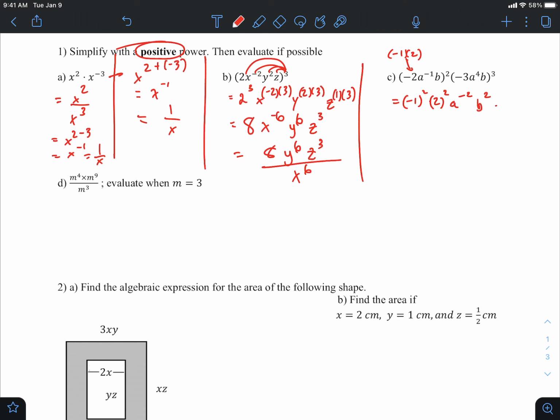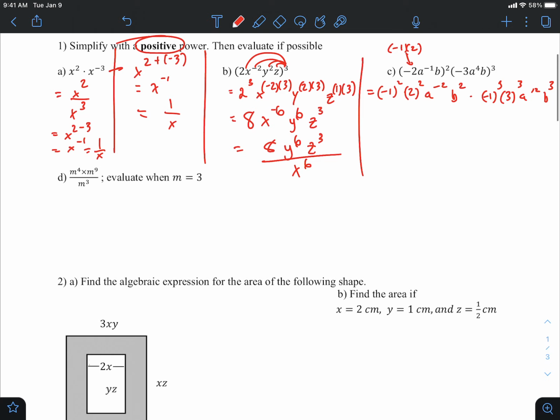That takes care of the first bracket. I'll move that over so we've got some room. Same thing on the second bracket. You're going to get negative 1 cubed, 3 cubed, a to the 12, b cubed. Does anybody have any questions? How we got that? Can you zoom in? Make it a little bigger.